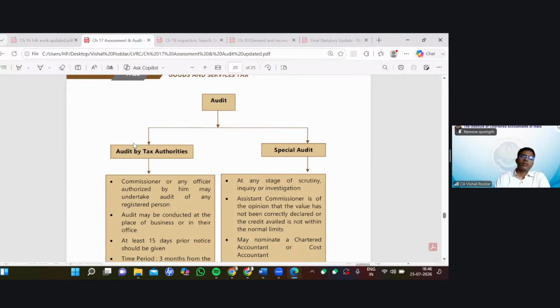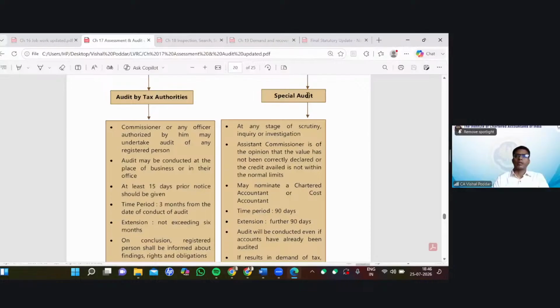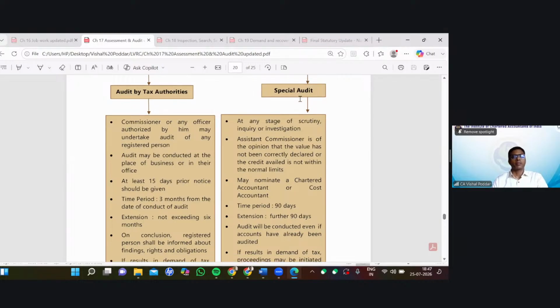Now here, there are two types of audits: audit under section 65 and 66. 65 is by the authorities. We call it the GST audit. 66 is also by the department, but here they may appoint a specialized person who will be doing an audit on behalf of the department for some specific areas; that is special audit.